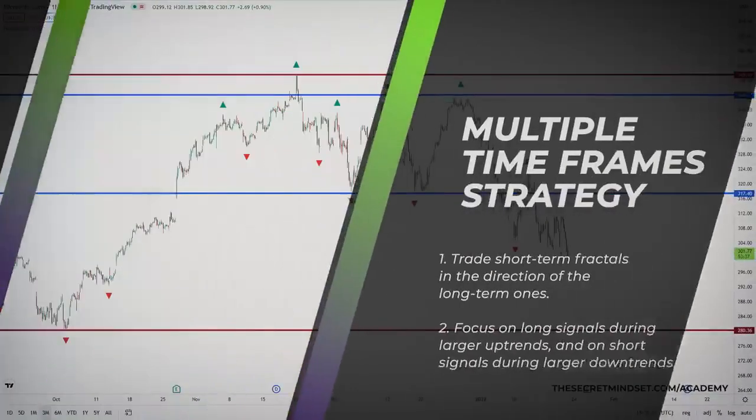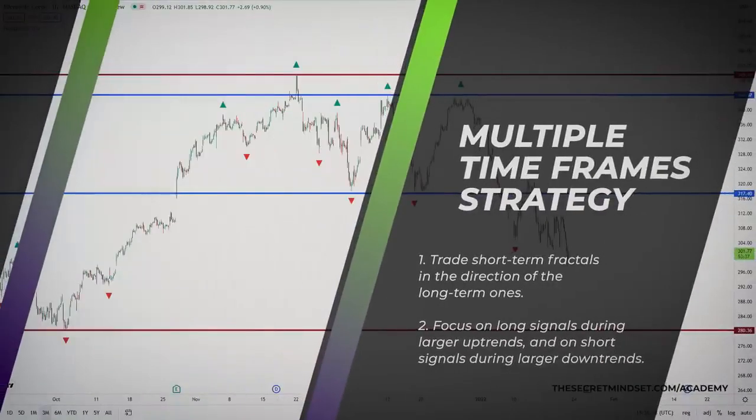It's best to plot fractals in multiple timeframes. For example, trade short-term fractals in the direction of the long-term ones, and focus on long signals during larger uptrends and on short signals during larger downtrends.